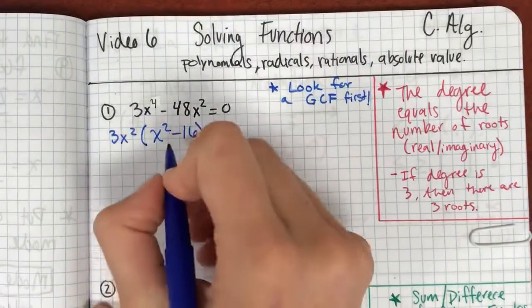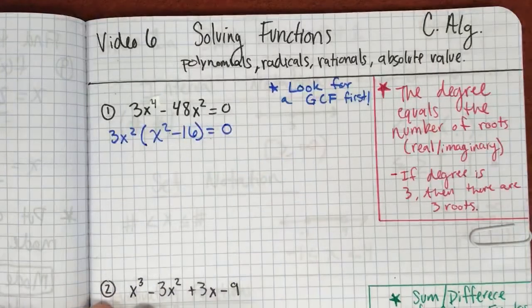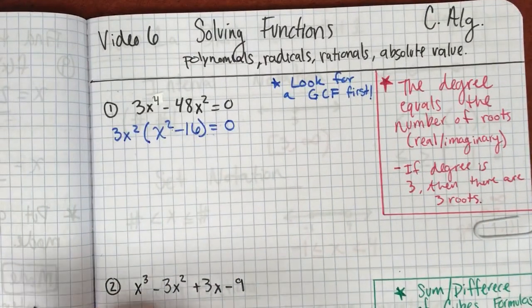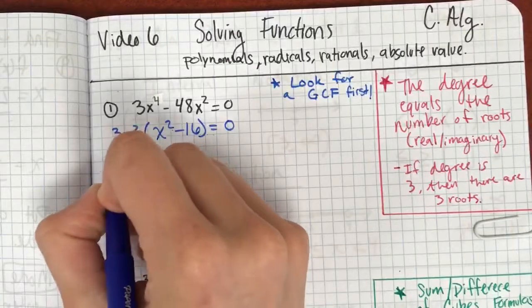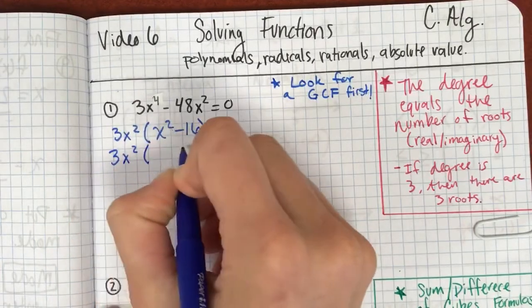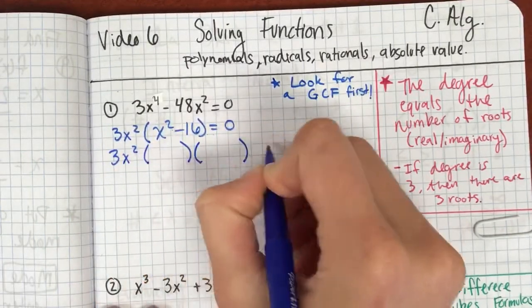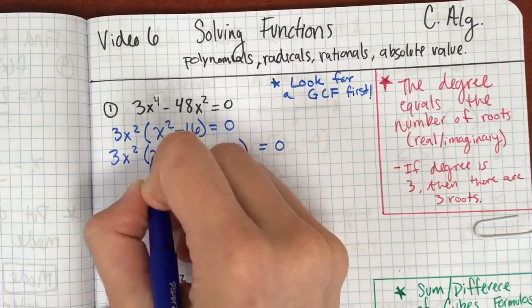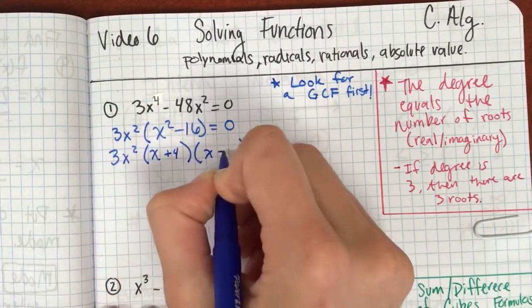Okay, well now my x squared minus 16, that is a difference of squares. So I'm going to keep my 3x squared, and I know that it's a difference of squares, so I can go ahead and write this out. X plus 4 and x minus 4.